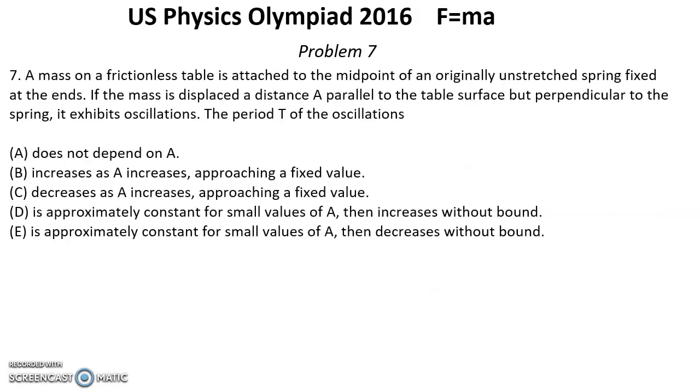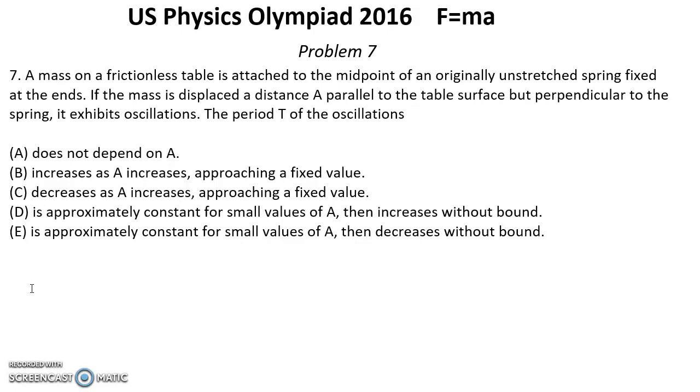Problem number 7. A mass on a frictionless table is attached to the midpoint of an originally unstretched spring fixed at the ends. If the mass is displaced a distance a parallel to the table surface but perpendicular to the spring, it exhibits oscillations. The period T of the oscillation behaves like these answers. So we need to find the correct answer. Solution for problem 7.